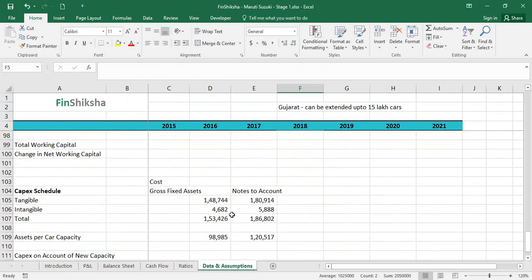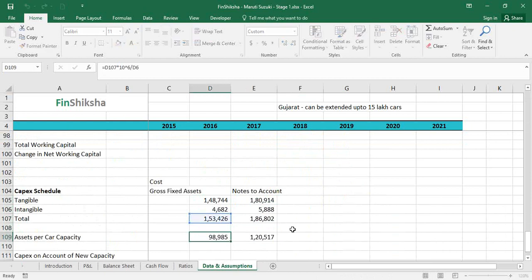So there is no way of ascertaining an exact amount in terms of what is the exact cost versus exact capacity at that point of time. Obviously this includes some part of the capex that was happening at a later point of time. So while the capacity did not come on stream, obviously capex takes a couple of years. So some part of that must have happened here itself, right? And so if I divide it by the number of cars, the company would need roughly about 98,000 or 1,20,000, let's say 1 lakh rupees of assets per car capacity.